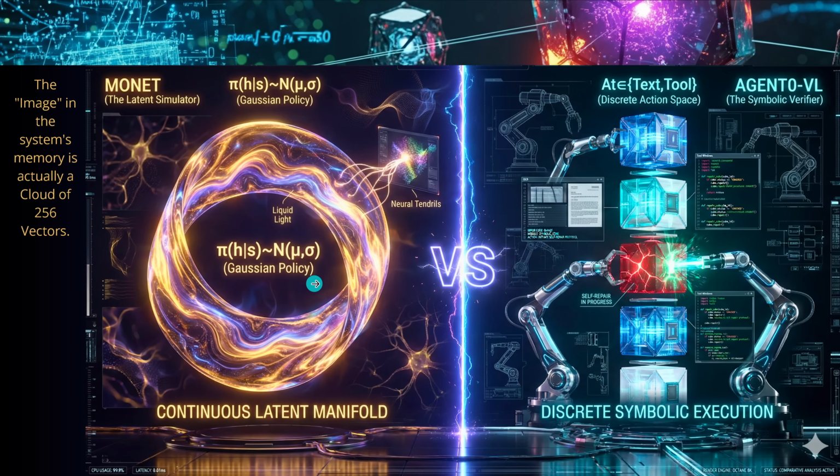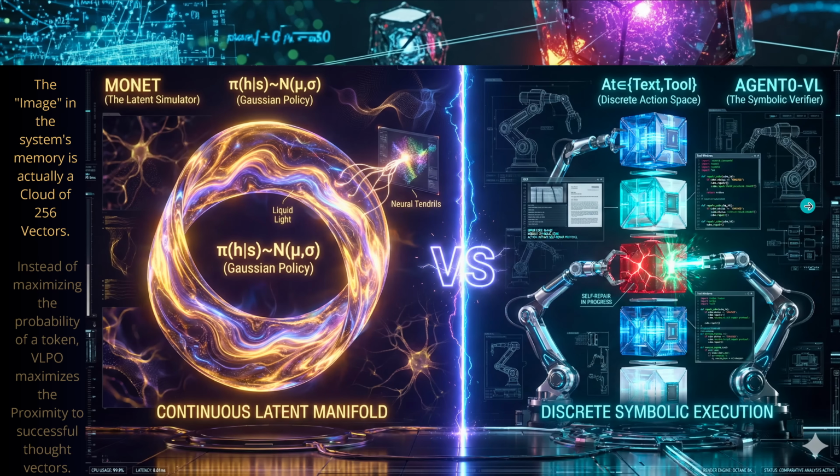In our continuous latent manifold here, remember this is again our magnetic torus, like in the fusion reactor, where we want to compress it further so that we find the optimal path in this complexity. Let's go with this, and then I explain the right side. At first, you remember the image in the system's memory of Monet is actually a cloud of 256 vectors. And instead of maximizing the probability of the token that we have in our LLMs, our new VLPO now maximizes the proximity to the successful thought vectors in the cloud.